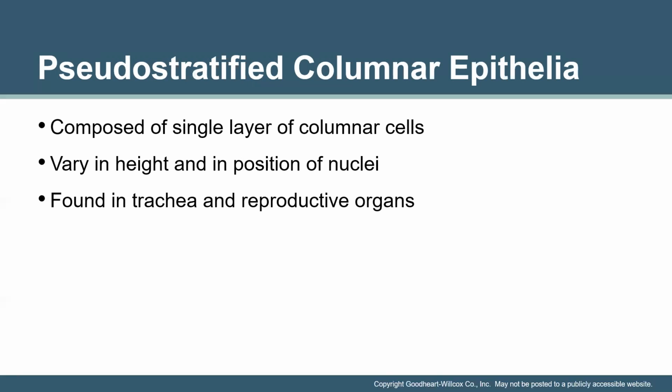Pseudostratified columnar epithelial is another different kind of epithelial tissue. If you look at the word pseudo-stratified, pseudo should tell you that it's fake or false. Stratified tells us there are multiple layers. Columnar tells us it's a rectangle shaped epithelial tissue or cell. So because it's pseudostratified, it's going to have the appearance of being stratified, but it's only going to be 1 layer. And that can be determined by the varying height and position of the nuclei. And we will find something like this in the trachea and in the reproductive organs.